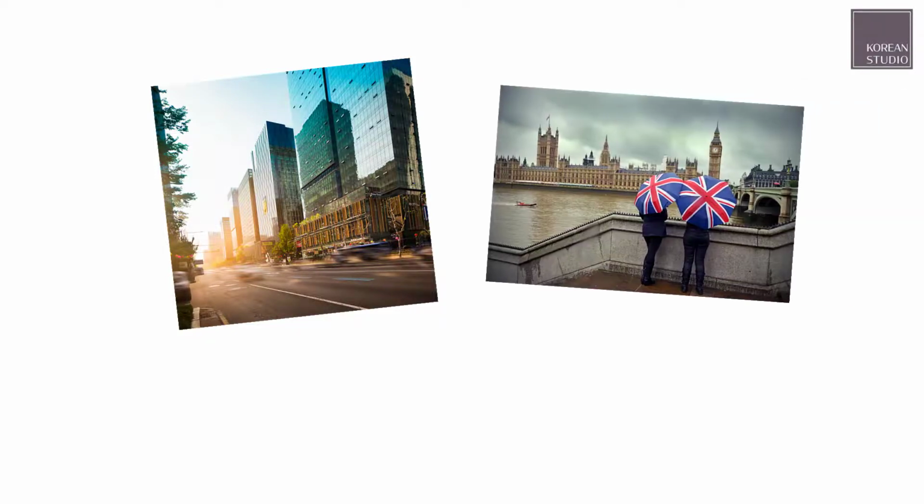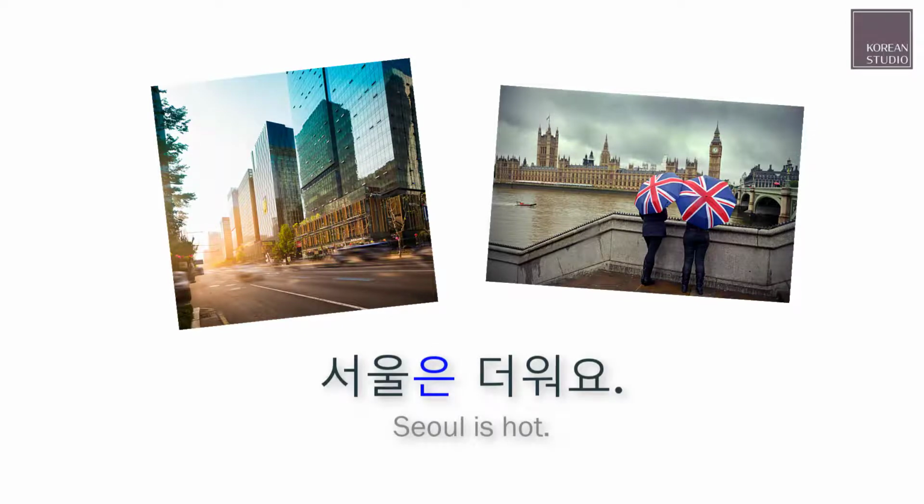Now, another important use of topic particles 은 and 는 is to show contrasting information. To better understand this, let's imagine that you live in Seoul. It's the summer and the weather is always hot and sunny in Seoul. You're on the phone to your parents and your parents tell you that the weather back home is always cold and wet. So to tell your parents that the weather in Seoul is always hot and sunny, which contrasts the weather back home, you can say 서울은 더워요. Seoul is hot. 서울은 더워요.